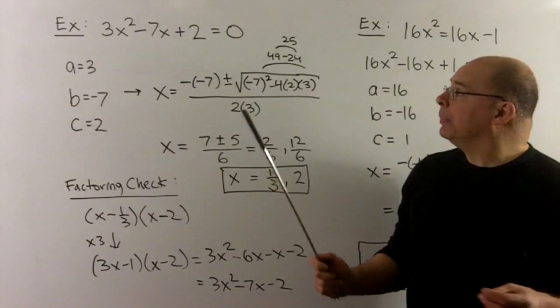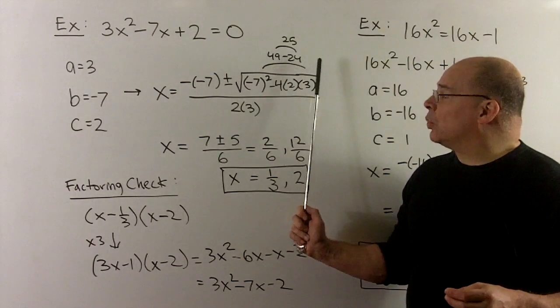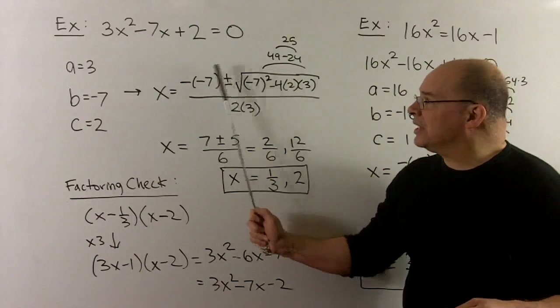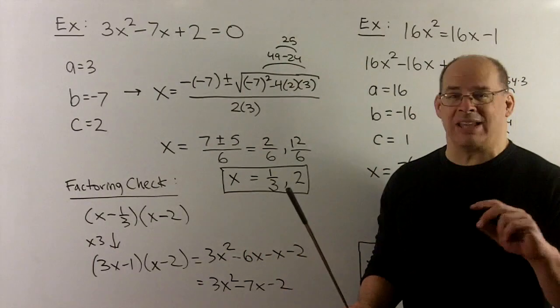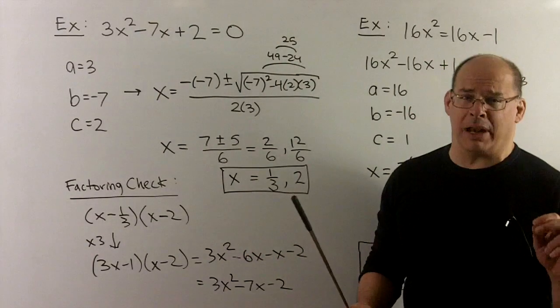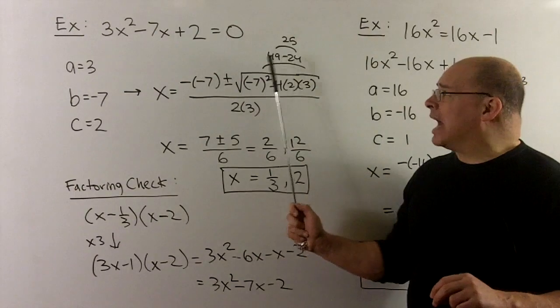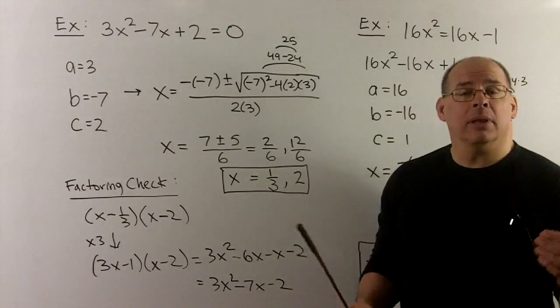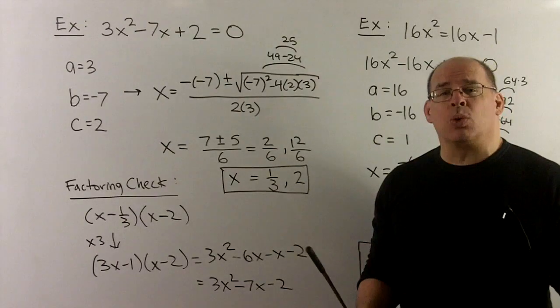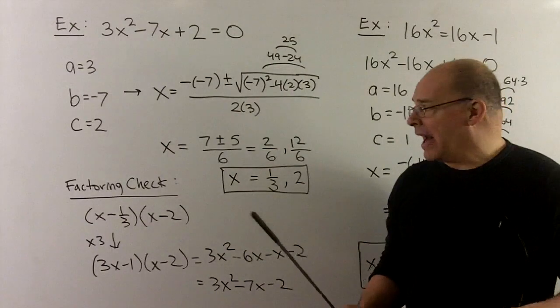Under the radical, we'll have 49 minus 24. Note I use parentheses here to make sure that minus sign is not floating. That's going to be a common error. We have 49 minus 24. That reduces to 25, and then the square root of 25 is going to go down to 5.